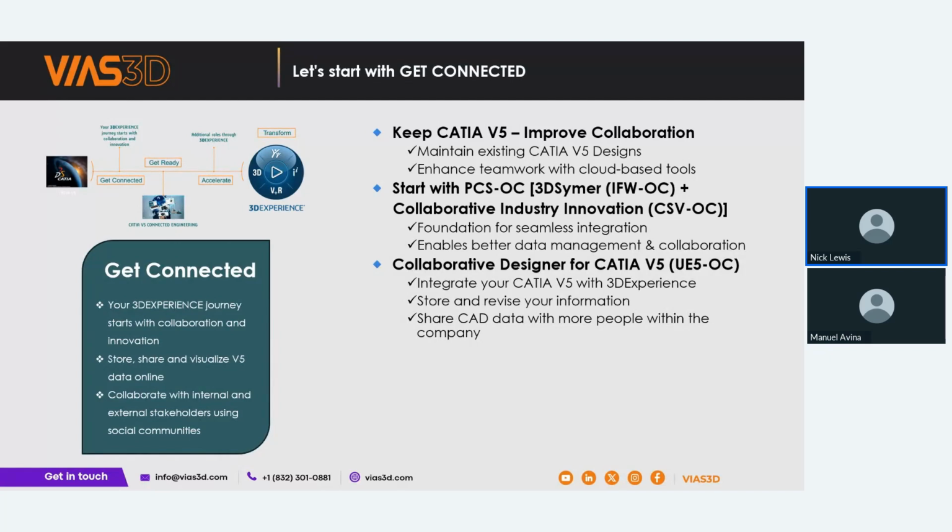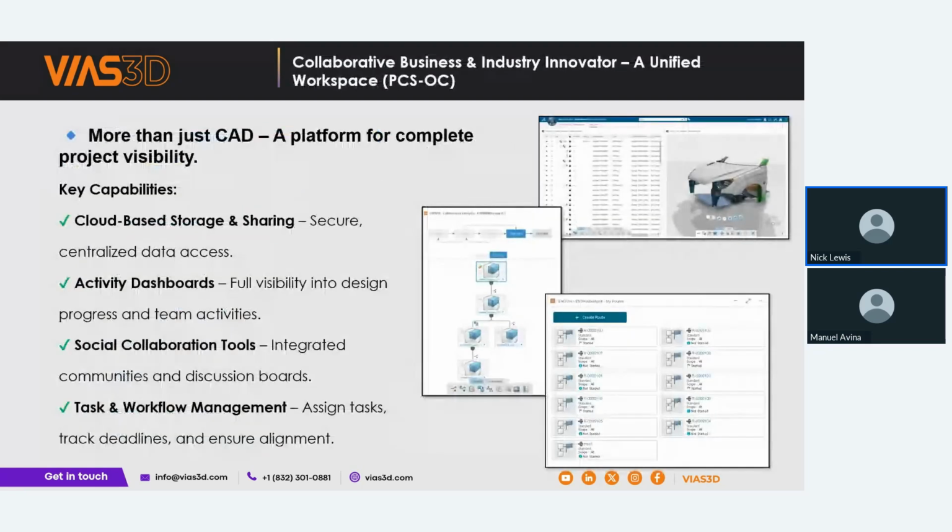So again, breaking this down a little further, get connected. This will utilize the PCS on cloud license, that is the base access that you will need to access 3D Experience in any capacity, along with a role called UE5 or Collaborative Designer for CATIA V5. This will act as the bridge between your legacy V5 data and 3D Experience Cloud, and it's what will allow you to begin to store and manage this data in the cloud.